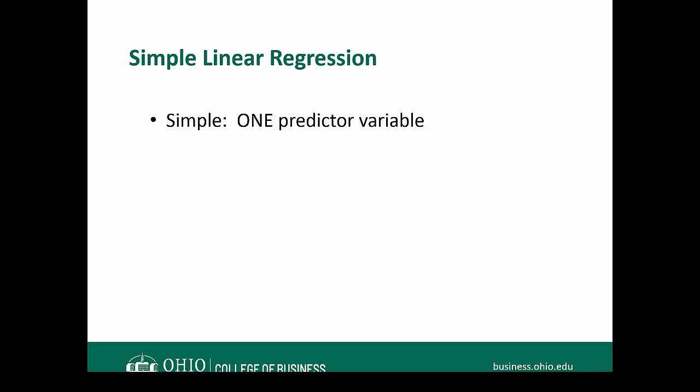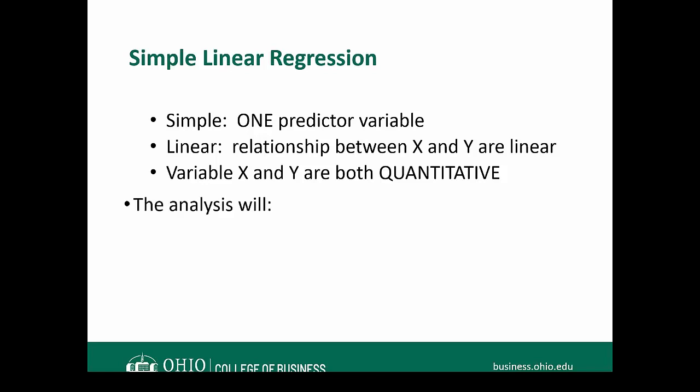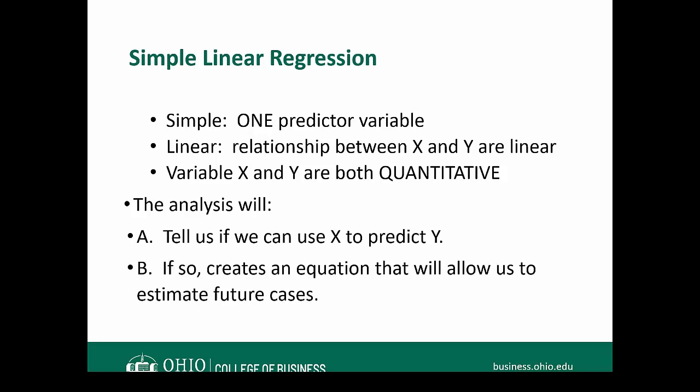So for simple linear regression, again, the simple means that we have one predictor variable, one x variable. The linear means that the relationship between x and y is linear. So you must have a linear relationship in order to conduct this analysis. And then variable x and y are both quantitative. This analysis will, first of all, tell us if we can use x to predict y, and if so, it's going to give us an equation that will allow us to estimate future cases.